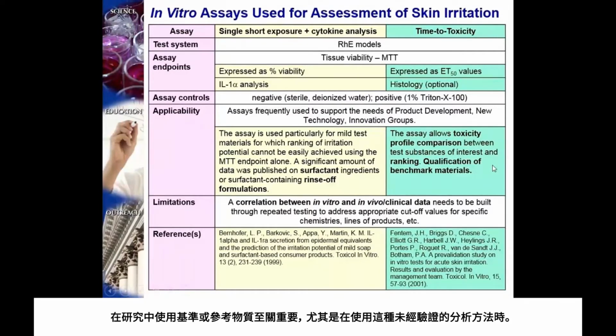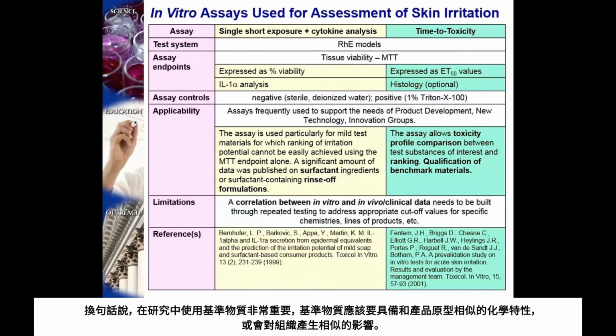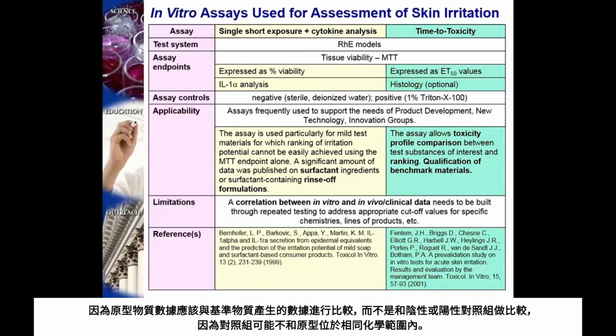I cannot emphasize enough the criticality of using benchmark or reference materials in studies, particularly with this type of non-validated assay. In other words, it is important to include with a prototype a benchmark material that is fairly similar in chemistry or in impact onto the tissues in the study, because the data on the prototype should be compared to the data generated from the benchmark material rather than to the assay negative or positive control, which may not be in the same chemistry range.